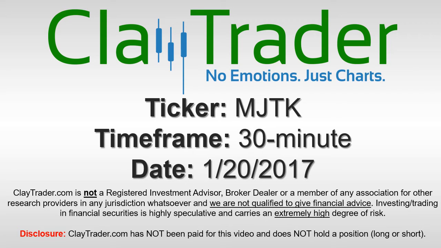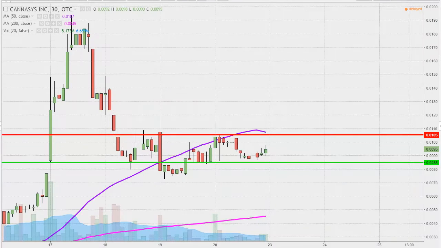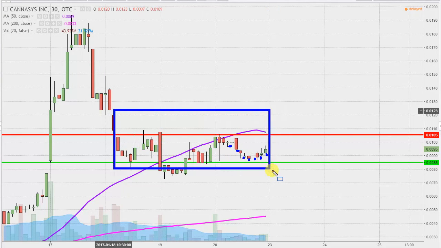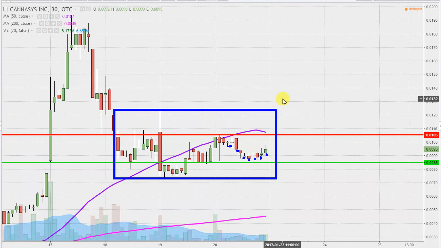We will take a look at the 30-minute time frame. Real quick, what do I mean by 30-minute in case maybe you're new to charts? Instead of each one of these candlesticks representing one day's worth of price action, which is what you would normally see, each one represents 30 minutes. So while this may look like a few weeks worth of time, it's actually just the past few days broken down into 30-minute time slices.